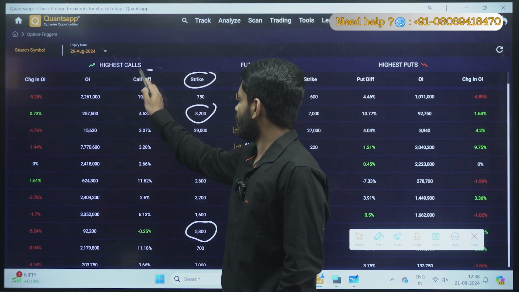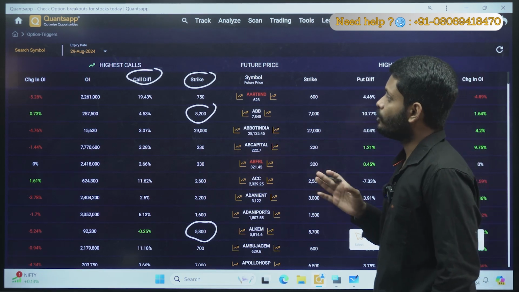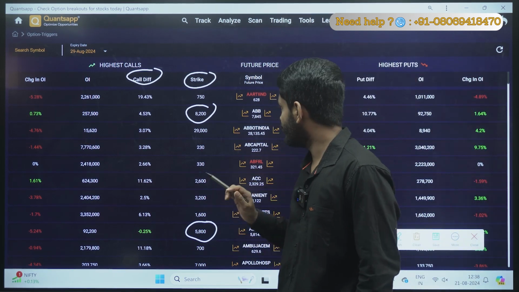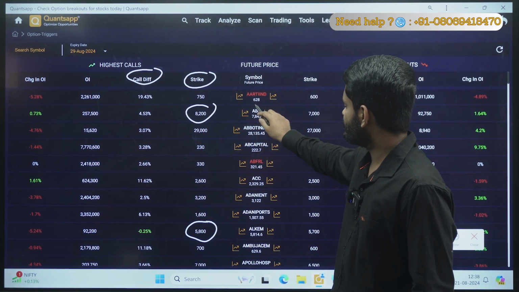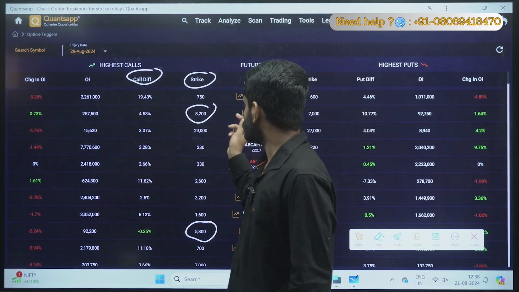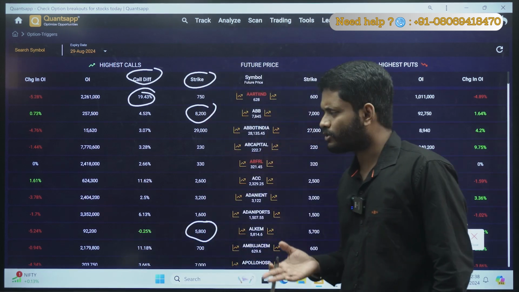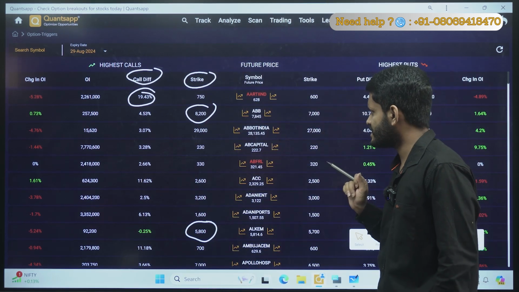Now what is call difference? Call difference basically tells how far the stock is from its resistance level. Now if you see, Aarti Industries is trading at 628, the resistance is at 750 level. So it is approximately 19.43%, that is approximately 20% away from its resistance as of now.